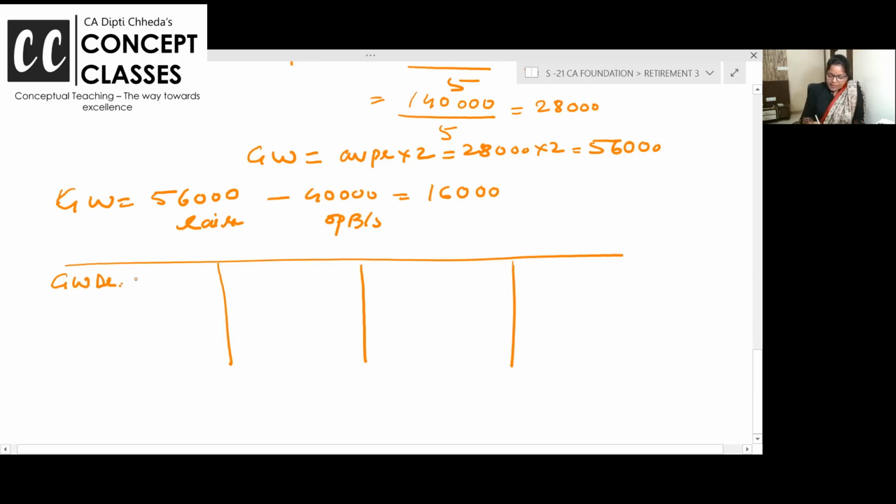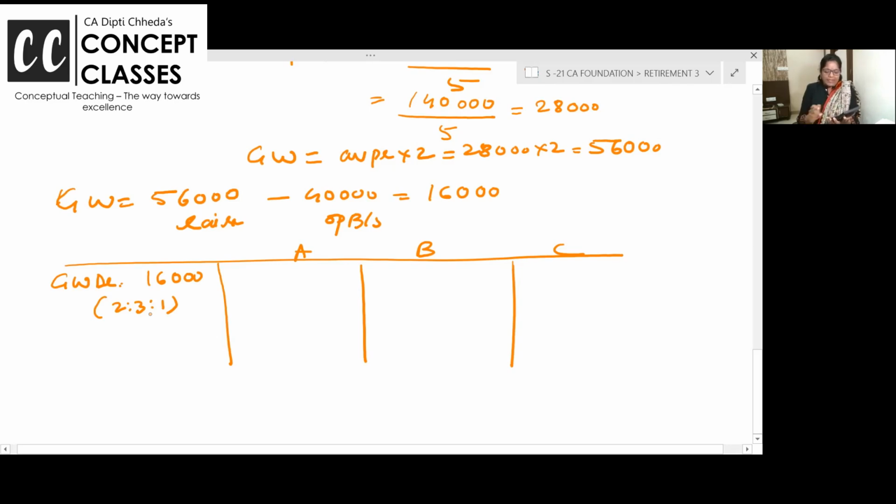Goodwill account debit 16,000, A, B and C in the ratio of 2:3:1. Anyone in the class is having doubt? Then debit 40,000 first in the same 2:3:1, and then raise 56,000, so you can directly raise 16,000 also.